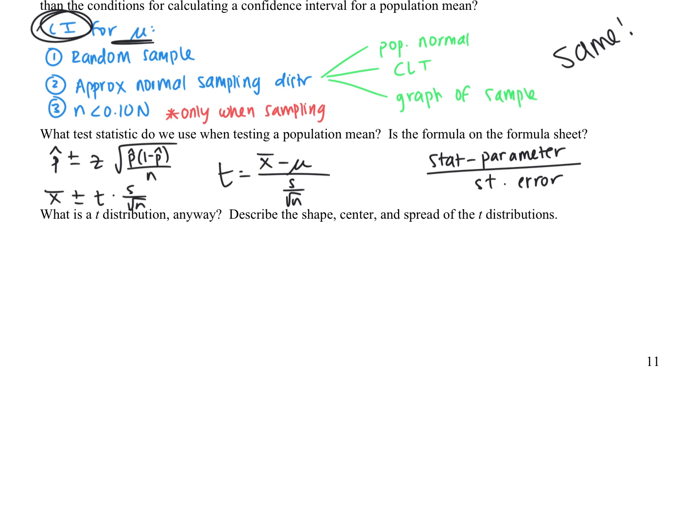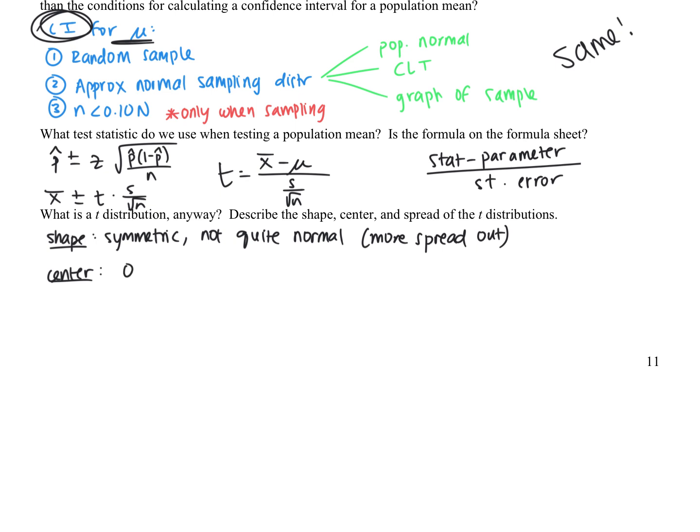So if we talk about the shape of a t distribution, it is a symmetric distribution, but it's not quite normal. And that is because it is more spread out. So it's a symmetric distribution that looks normal, but it's actually a little bit more spread out than a normal distribution. The center of the t distribution is 0. That's a standardized distribution. Just like the z distribution, z-scores also has a center of 0.